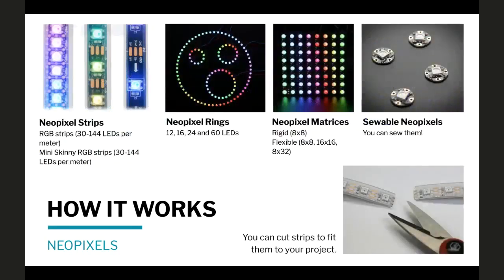So just a different smattering of packages that the NeoPixels come in. You can get NeoPixel strips and you can get them with the LEDs at different widths. The nice thing about these is that they have cut lines. So if you only want to use, you know, five, you can cut five off of the strip. If you want to use 105, you can do that as well.